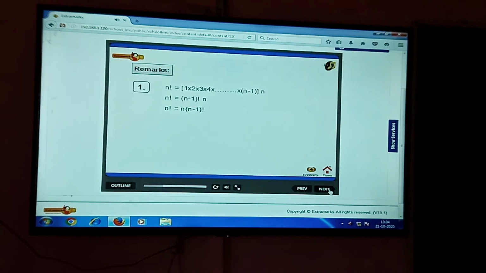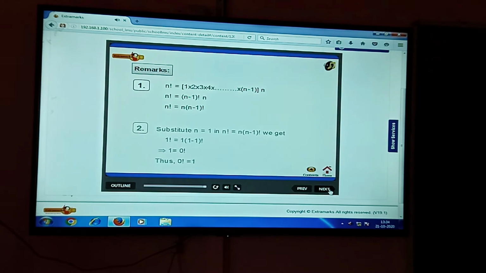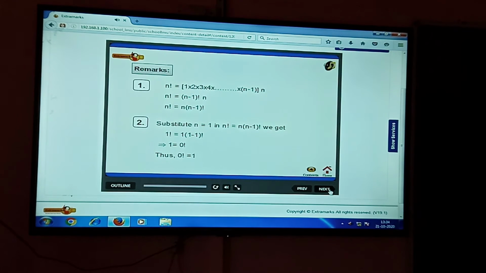Remarks. Factorial n can be written as n into (n minus 1) factorial. If we substitute n equal to 1 in the above expression, then we get the following result, that is, factorial 0 is equal to 1.